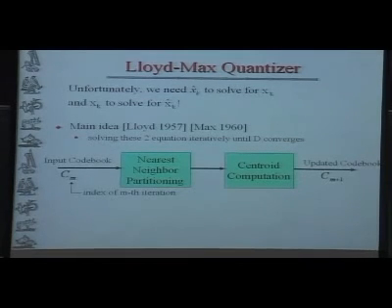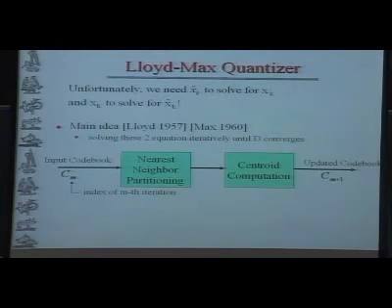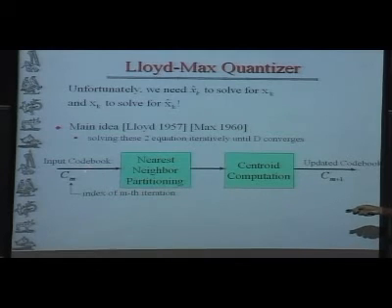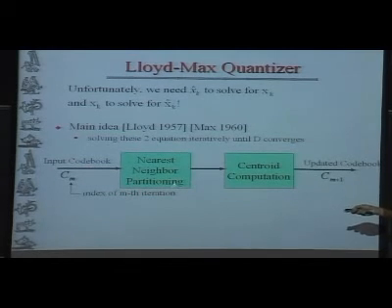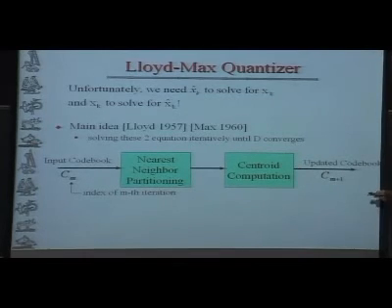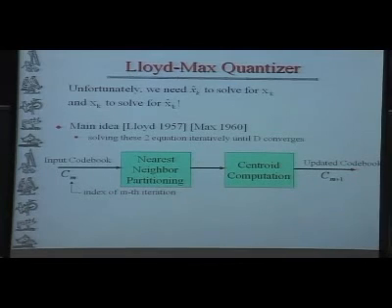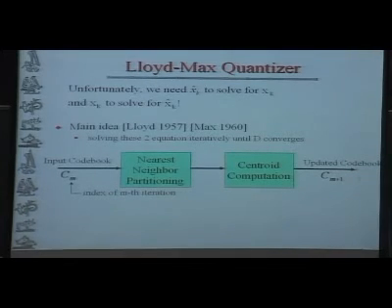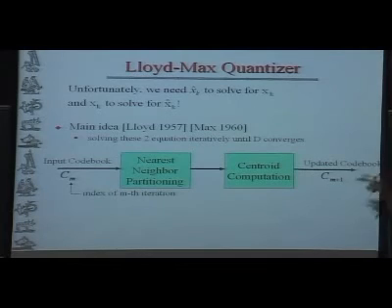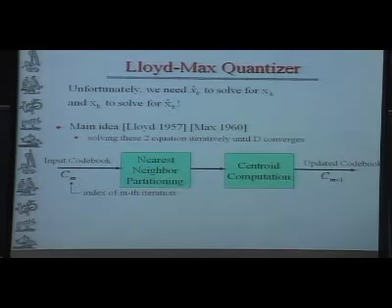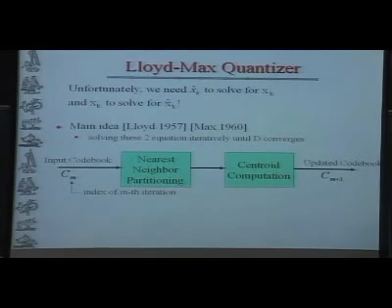You have the nearest neighbor rule, and you have the centroid computation rule. Okay? And so you're going to start here. You apply the nearest neighbor partitioning. Okay? And then you use the centroid computation on it, and then you update the code book. You feed this code book back here and try to do this again. And everywhere you go, you compute the distortion. Okay? And you let it run until D doesn't seem to decrease anymore.